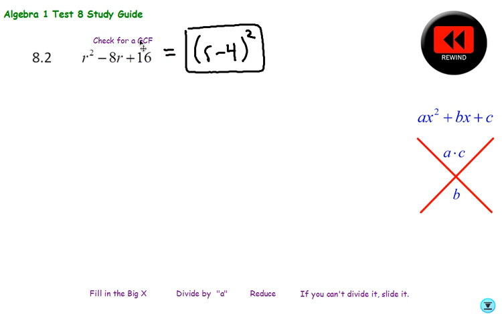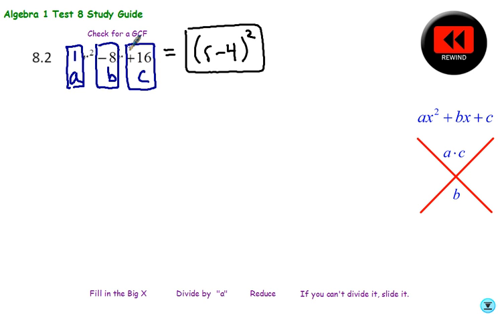All right, check for a greatest common factor. There is none, right, because there's no number that goes into all 3 of those. Let's identify our A, B, and our C. My A is equal to 1, my B would be equal to negative 8, and C would be equal to 16. All right, let's go ahead and fill in the big X. So A times C and B. So 2 numbers that multiply to 16 that add up to a negative 8.